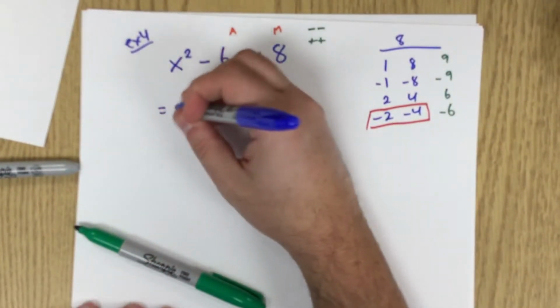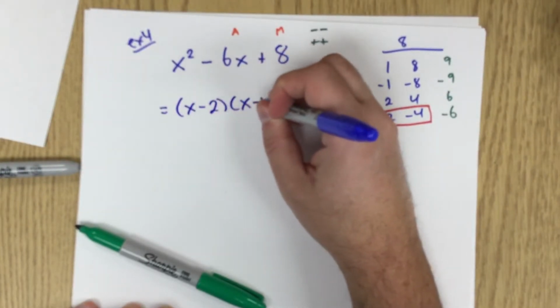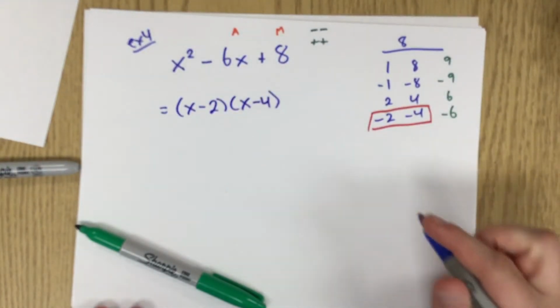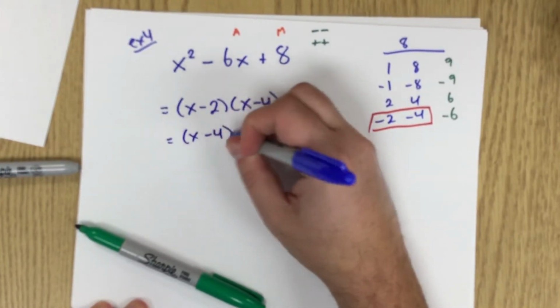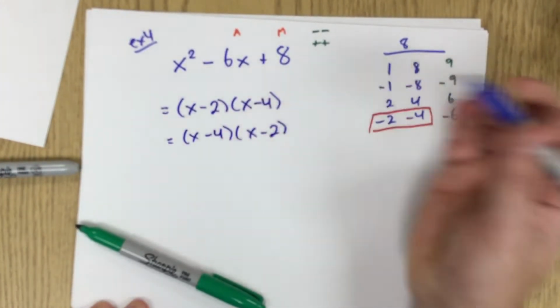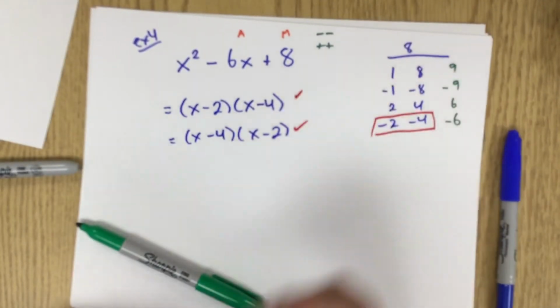So in this case, it's going to be equal to x minus 2, x minus 4. I should point out that the order doesn't matter. So if you had written, for example, x minus 4 and x minus 2, they both would have been the right answer. So the order of the brackets is irrelevant.